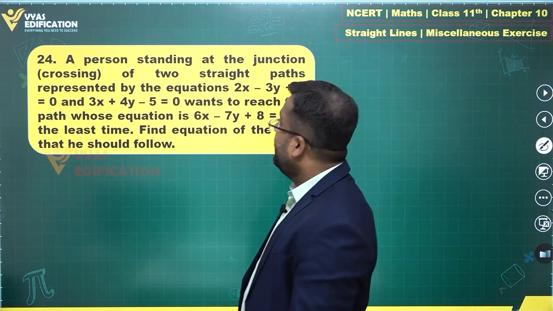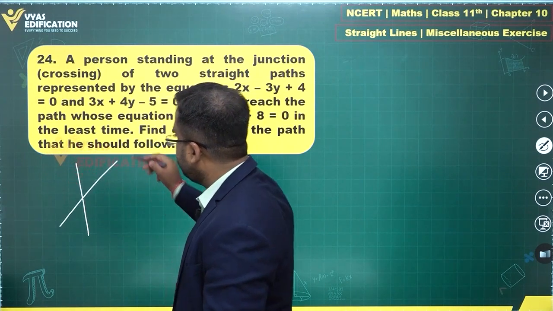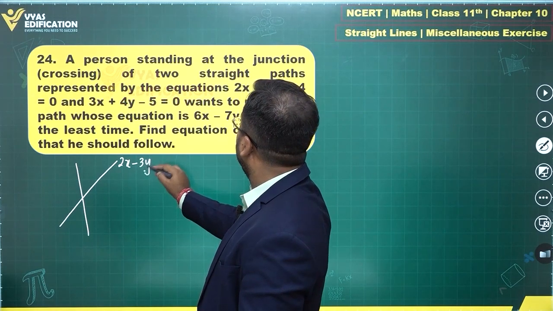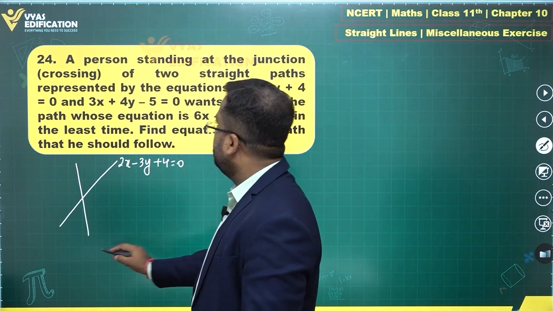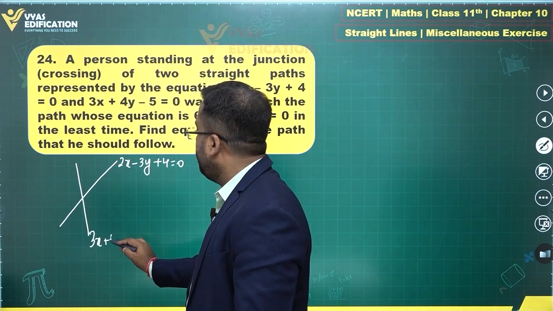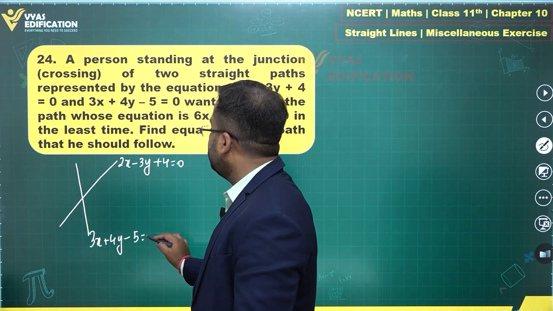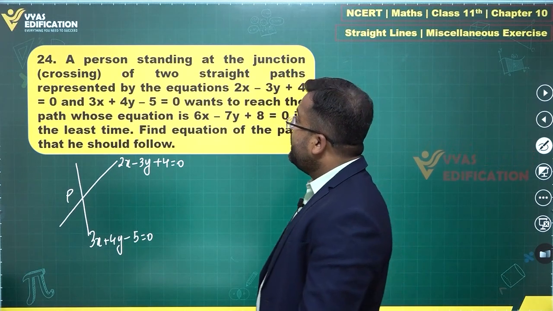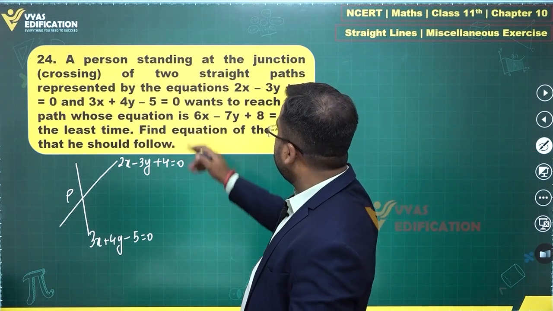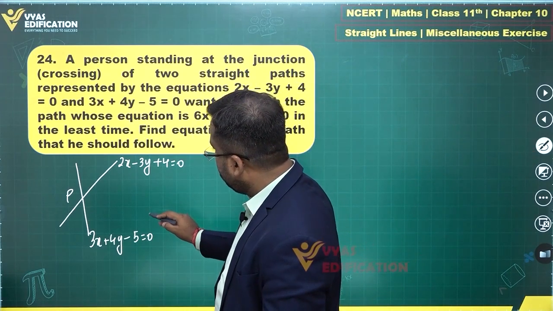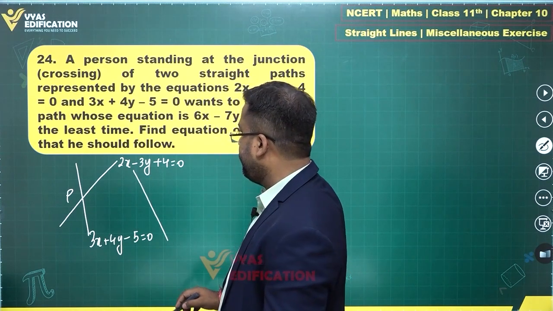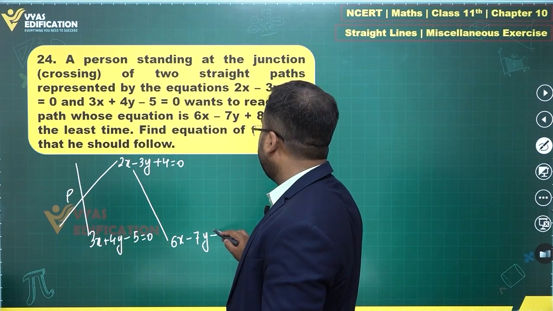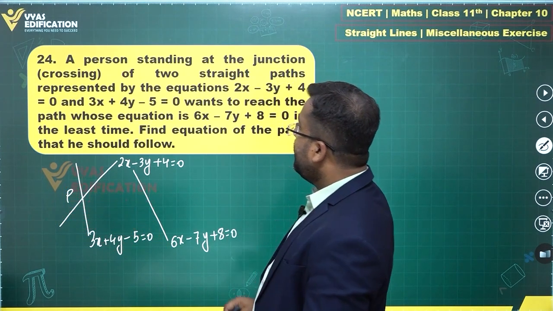Pretty simple. The person is standing at the junction of these two lines, right? This is 2x minus 3y plus 4 equals 0. This is 3x plus 4y minus 5 equals 0. If you want, you can find this point P easily as the point of intersection. And he wants to reach another path whose equation is 6x minus 7y plus 8 equals 0, in the least time.